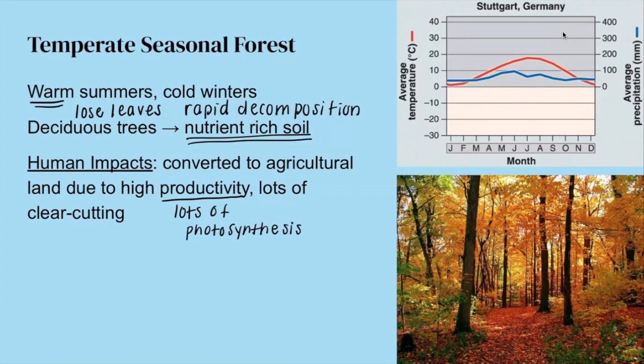Because we have warm temperatures, we have sunlight, we have nutrient-rich soil, so that supports a lot of plants to grow. Also in this area, since we do have these deciduous trees, those are also cut down, and clear cutting has been another way that humans have impacted this area.